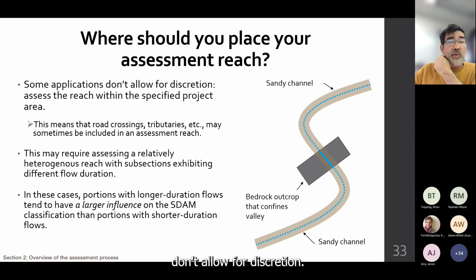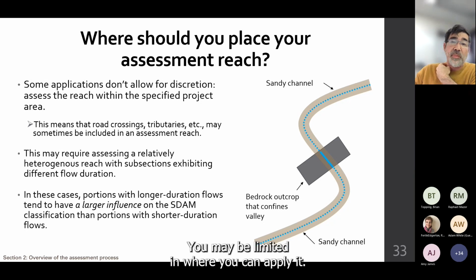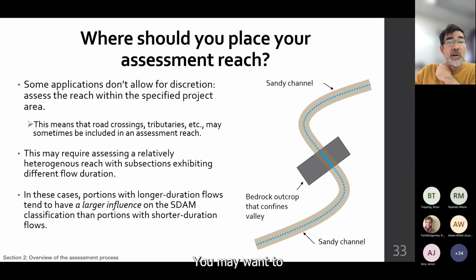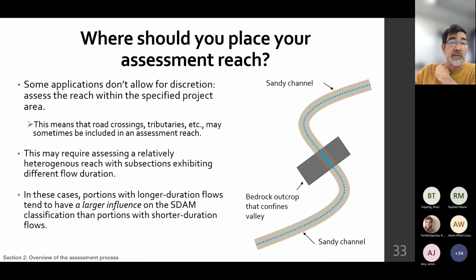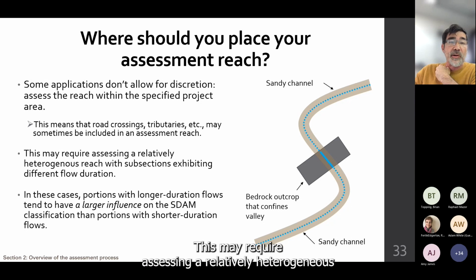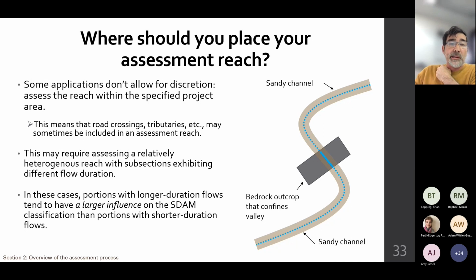Some applications don't allow for discretion. Assess the reach within the specified project area. So this is what I was saying earlier. You may be limited in where you can apply it. You may want to sometimes include road crossings and tributaries if you have to, but ideally you would not like to include those. This may require assessing a relatively heterogeneous reach with a subsection exhibiting different flow duration.